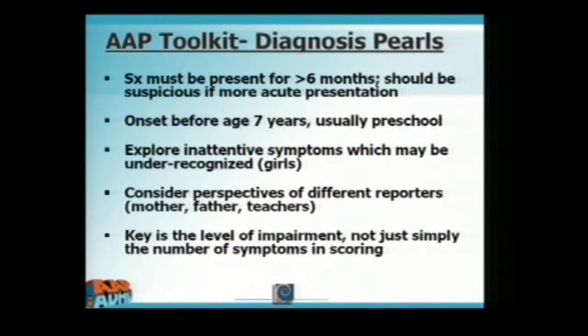A lot of times there's agreement across the board, but when they disagree, in some ways that's helpful to have this tool to say, father thought this, mother thought that, or the teacher says things are going great, what are the problems at home? That helps you get into that discussion as well. I think the key, as we've said several times, not to belabor the point, is the level of impairment, not just simply the number of symptoms in scoring, is very important.